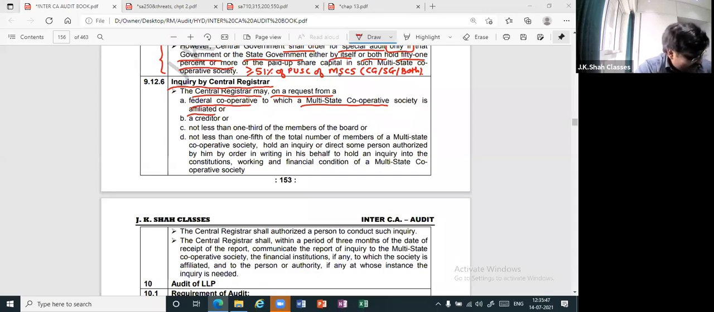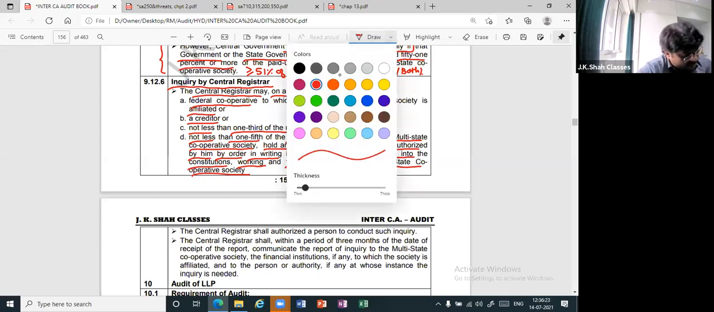Thereafter, a creditor, not less than 1/3 of the members of the board, and not less than 1/5 of the total number of members of the MSCS. So affiliated society, creditor, 1/3 members of the board, or 1/5 of the total members of the MSCS can hold an inquiry, or direct some person authorized by them by order in writing to hold an inquiry into the constitution, working, and financial condition of the MSCS.